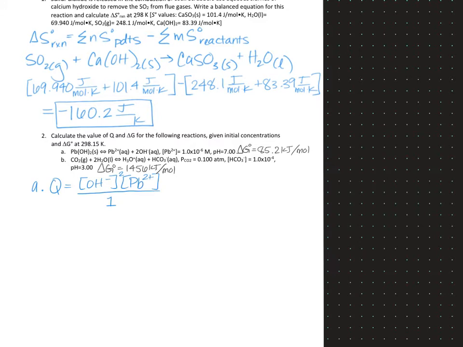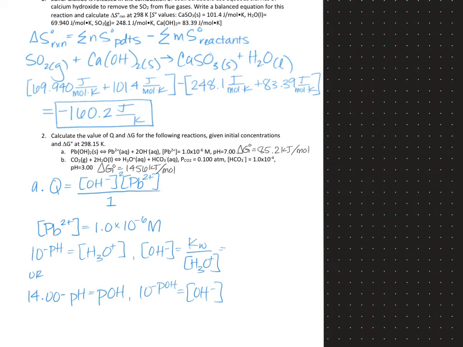Okay, the first thing I did for part A was set up my Q expression. So that would be my products, which are hydroxide squared, since I have a 2 in the coefficient for hydroxide, and then the molar concentration of lead 2, with 1 on the bottom because my reactant is a solid. In my next step, I set up what my molar concentration of lead 2 was, and that is stated in the problem, so there was no manipulation or calculation I needed to do there. But to determine the molar concentration of hydroxide, I have 2 options.